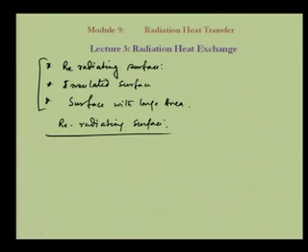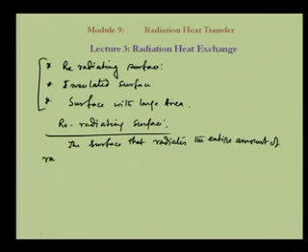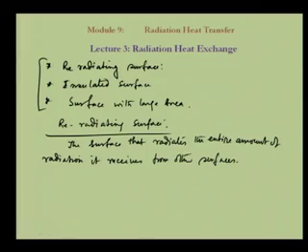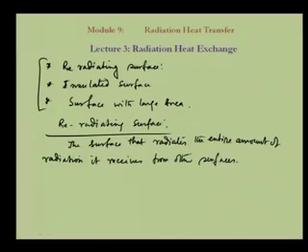What do we understand by re-radiating surface? It is the surface that radiates the entire amount of radiation it receives from other surfaces. That means that a re-radiating surface does not absorb anything. Okay? So, what does it do? It reflects everything. Whatever is coming to it, it gives to somebody else. It does not absorb anything, and it does not have any radiation emission also.